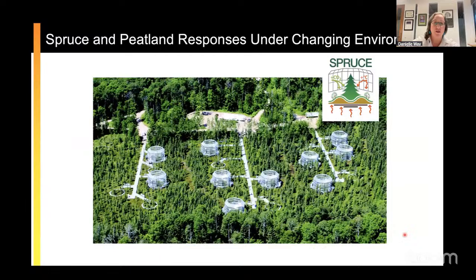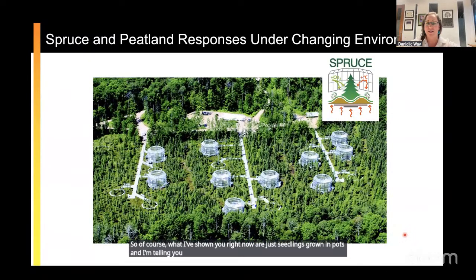So of course, what I've shown you right now are just seedlings grown in pots, and I'm telling you that that's going to affect the forest, and I can tell you something about how this forest will change. But to really be able to connect with what real trees are doing in the field, we're connecting our results with the work that we're doing at the spruce experiment.